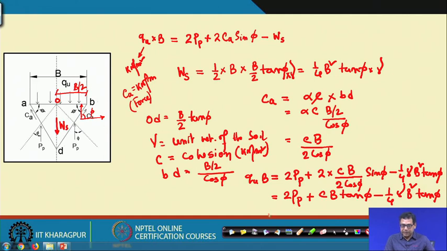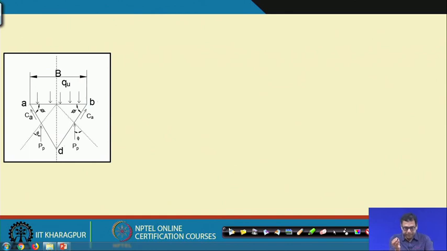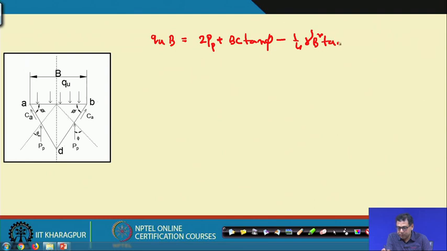So, once I get this expression, another thing is that P P is the passive force. So, its unit is kilonewton per meter. Okay, so, we will finally get this expression. Then we have to simplify this expression and finally get a common form of expression. So, now, if I take this expression again, Q u b will be equal to 2 P P plus B C tan phi minus 1 by 4 gamma B square into tan phi.